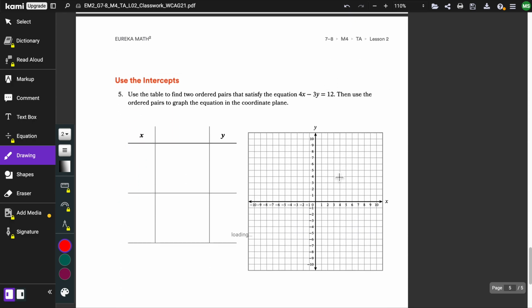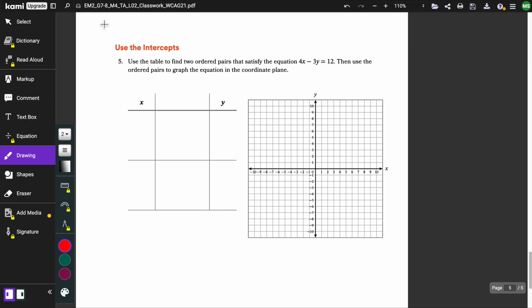The problem here on page 29 gives us a little bit of a different vocabulary. So let's talk about this problem on page 29. Use the table to find 2 ordered pairs that satisfy the equation 4x minus 3y equals 12. Then use the ordered pairs to graph the equation in the coordinate plane.